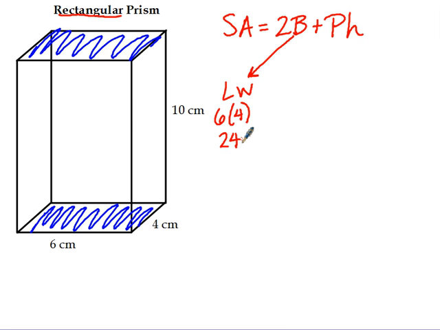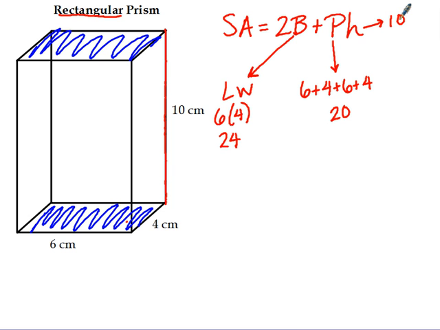So that's capital B. Now, capital P is the perimeter of that same rectangle there on the bottom. So I'm just going to do 6 plus 4 plus 6 plus 4. Perimeter is just adding up all 4 sides. So that's going to be 20. And then the height is the same thing that it was for volume. It's the distance between those two bases. So that distance is 10.